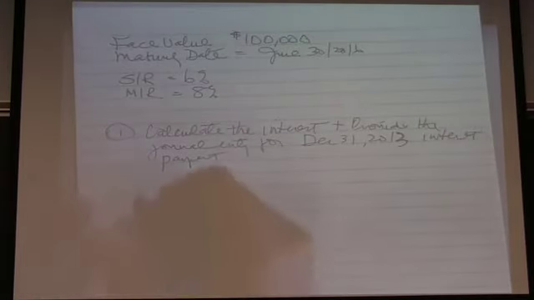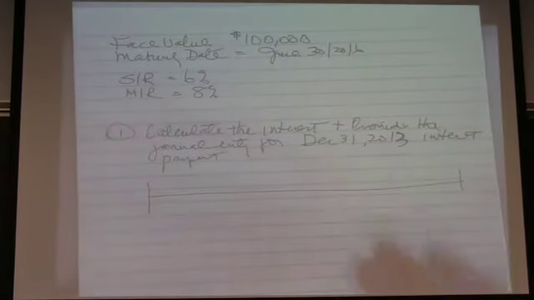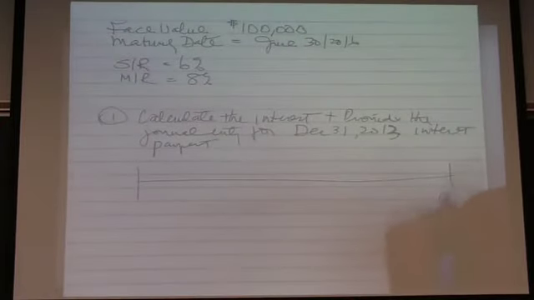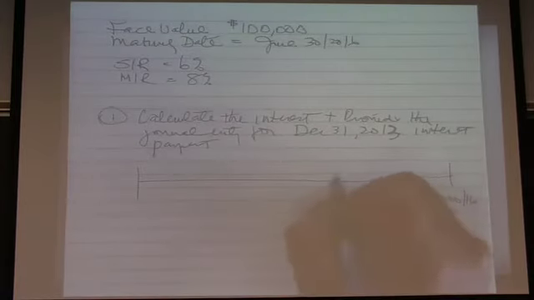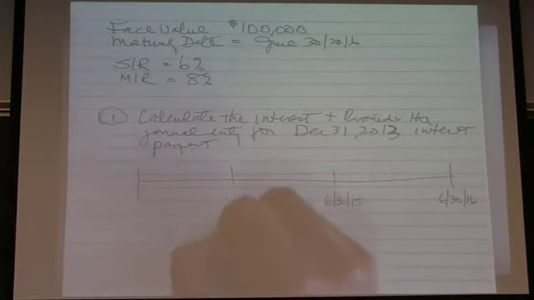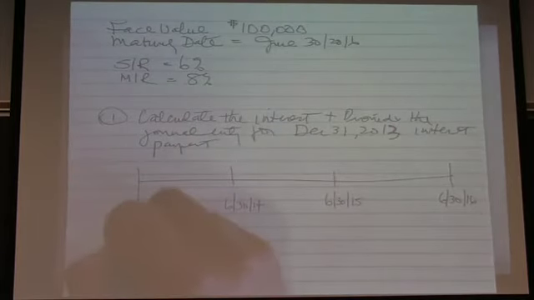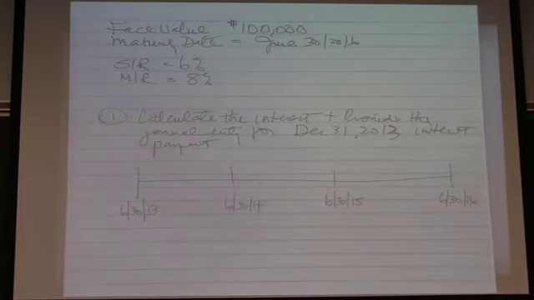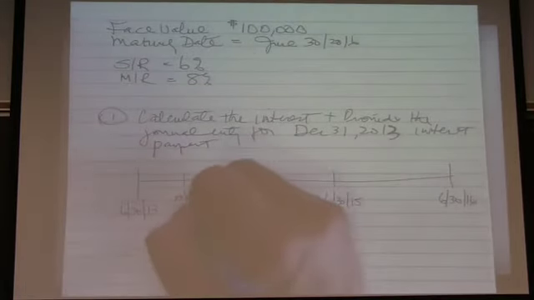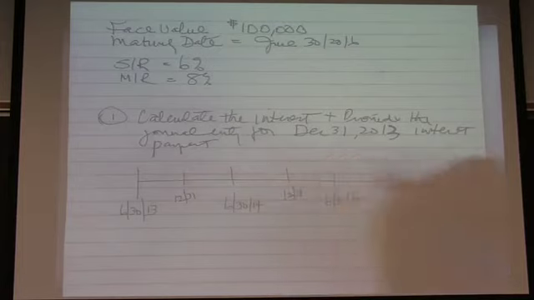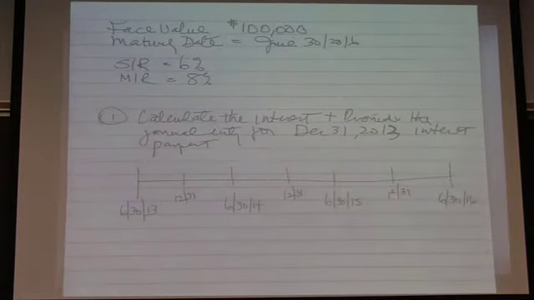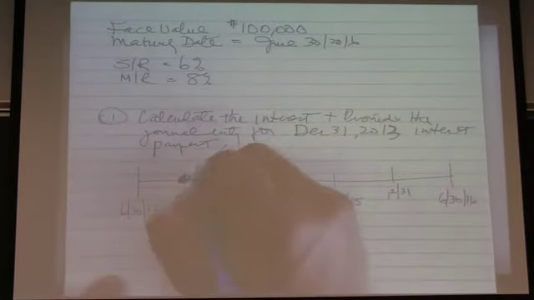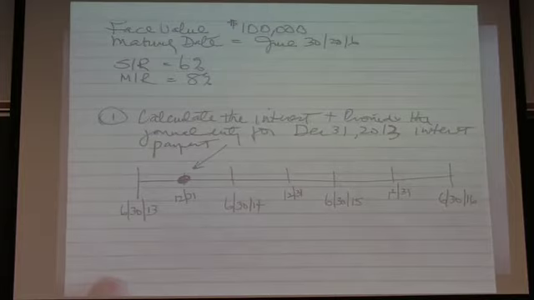So what I would normally do is a timeline. When does the bond mature? June 30th, 16. So this is June 30th, 15. This is June 30th, 14. And this is June 30th, 13. And this is December, December, December. So they're asking us for this journal entry, right?